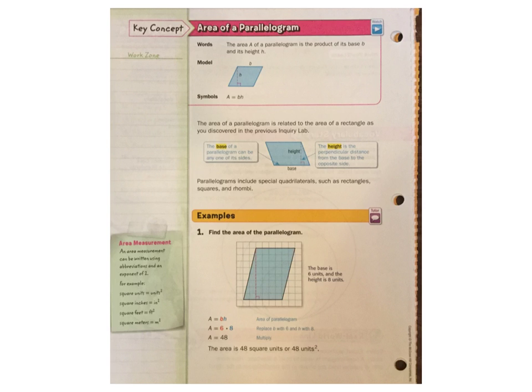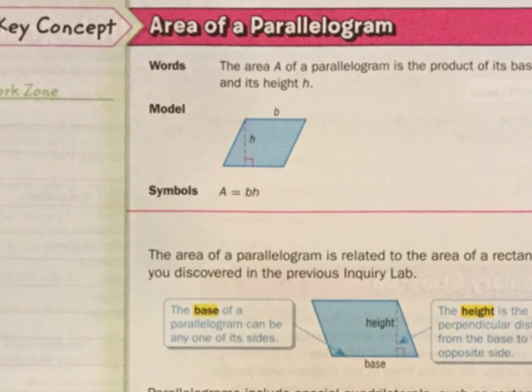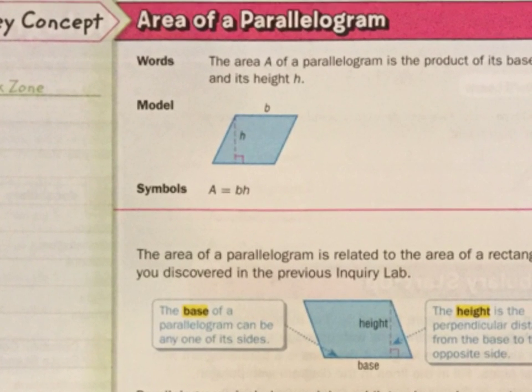So the first and most important thing is that we have a formula, and we need to know the formula. It's a simple formula right here. The area of a parallelogram is equal to the base times the height. Once you know the base, once you know the height, you are good to go.